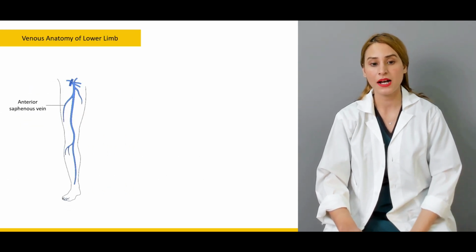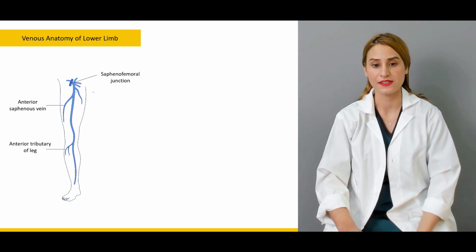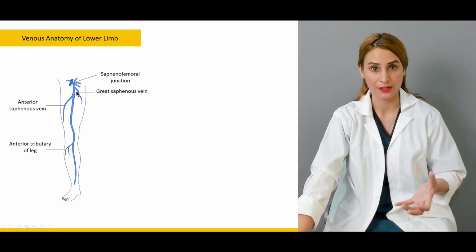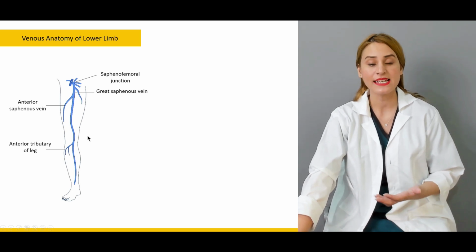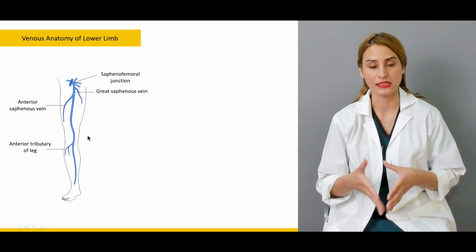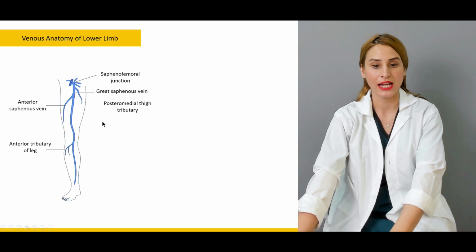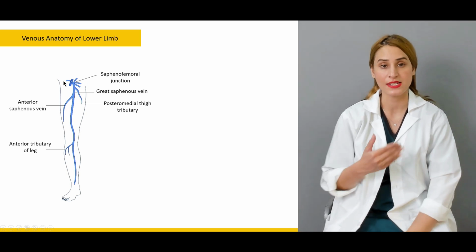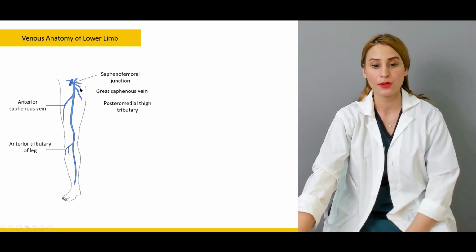Let's talk about the superficial venous network as well. You can see here this is the great saphenous vein, which is also called the long saphenous vein. The great saphenous vein is located superficially. And you can see here we have the posterior medial thigh tributary as well. It's giving many branches. This is the saphenofemoral junction, where the saphenous vein is draining into the femoral vein. And this is the great saphenous vein with its tributaries.